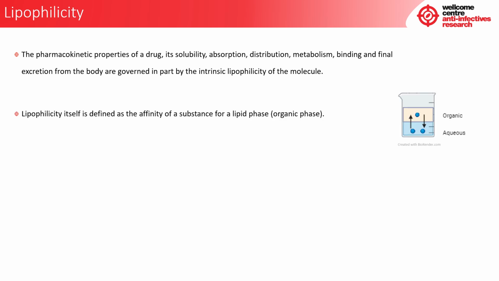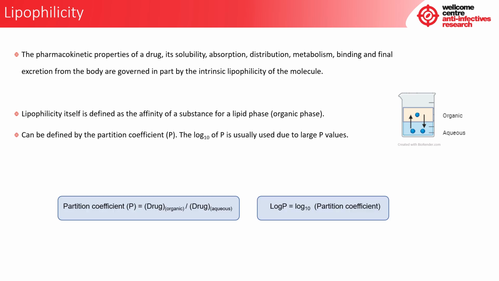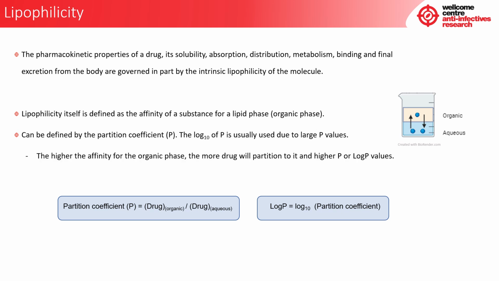Lipophilicity itself is defined as the affinity of a substance for a lipid phase, or the organic phase. It can be defined by the partition coefficient P. The log 10 of P is usually used due to the large P values. The equations for both are detailed below. The higher the affinity for the organic phase, the more drug will partition to it, and the higher the P or log P values.